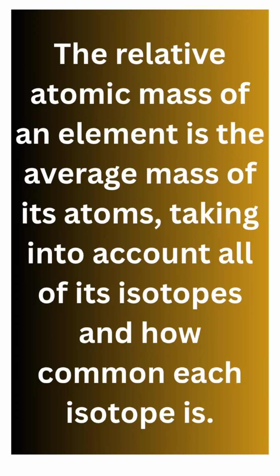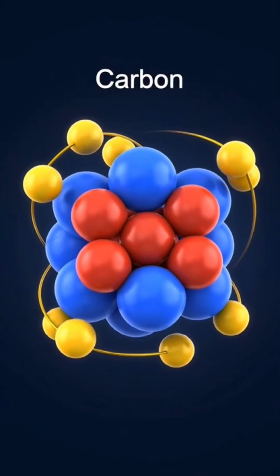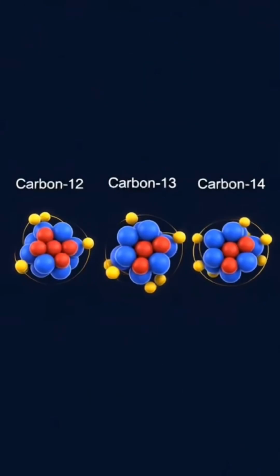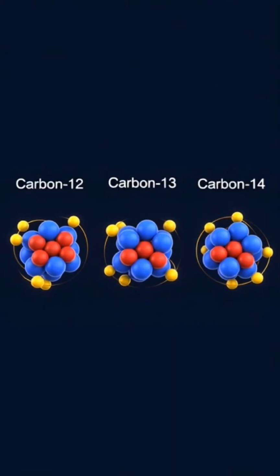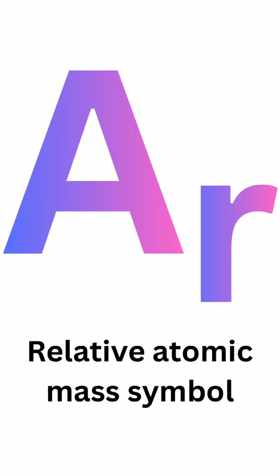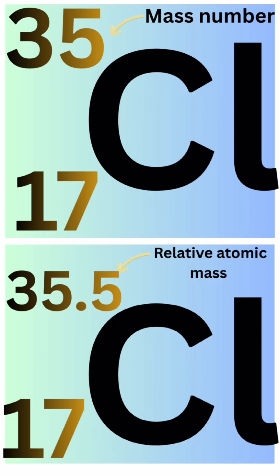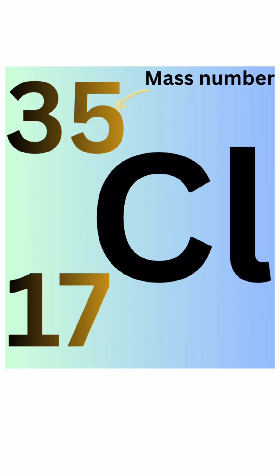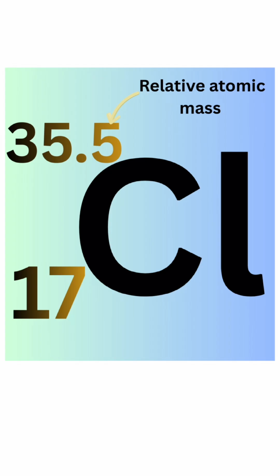The relative atomic mass of an element is the average mass of its atoms, taking into account all of its isotopes and how common each isotope is. Relative atomic mass is shown in the periodic table and is represented by the symbol Ar. It's important not to confuse mass number with relative atomic mass. Mass numbers are always whole numbers, but relative atomic masses are usually decimals.